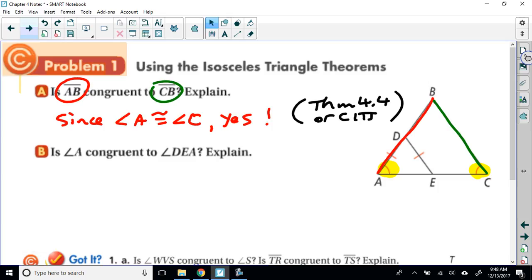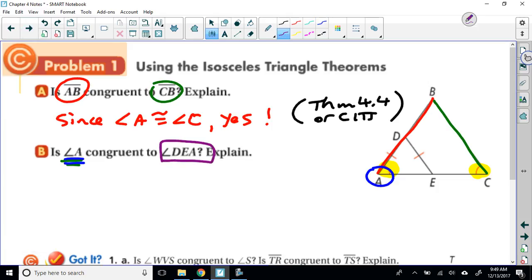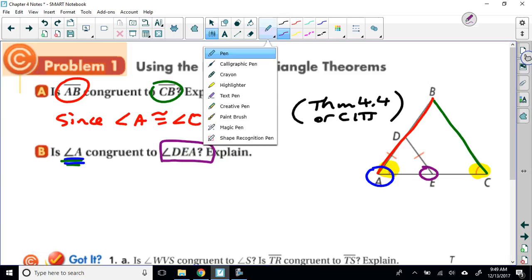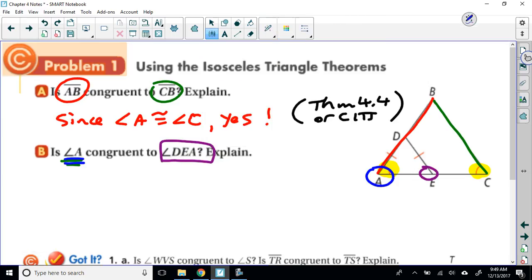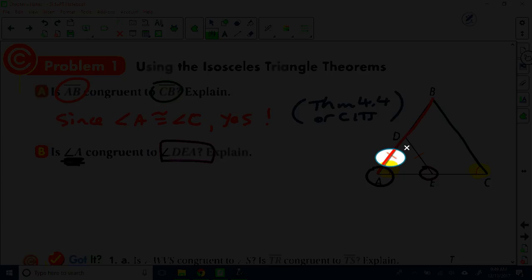All right, part B. Is angle A congruent to angle DEA? So part B is asking us, is angle A, this angle down here, congruent to angle DEA? The E is the vertex, so they're talking about those angles. Are those angles congruent? Well, to answer that question, we would need to look somewhere. You know what they say, sometimes you just got to look at it. Look at those hash marks.